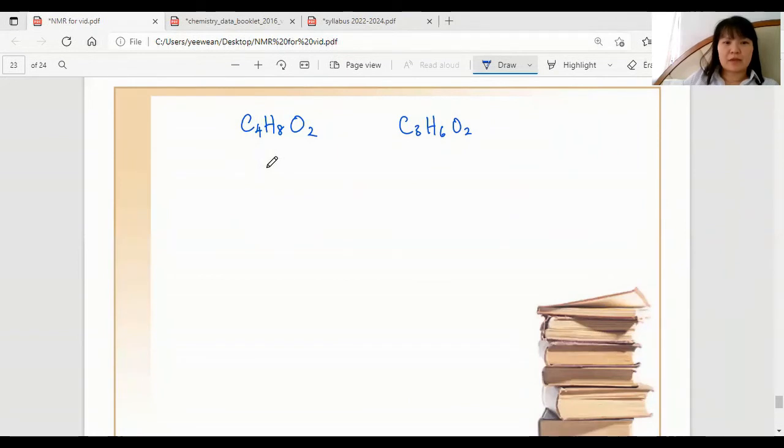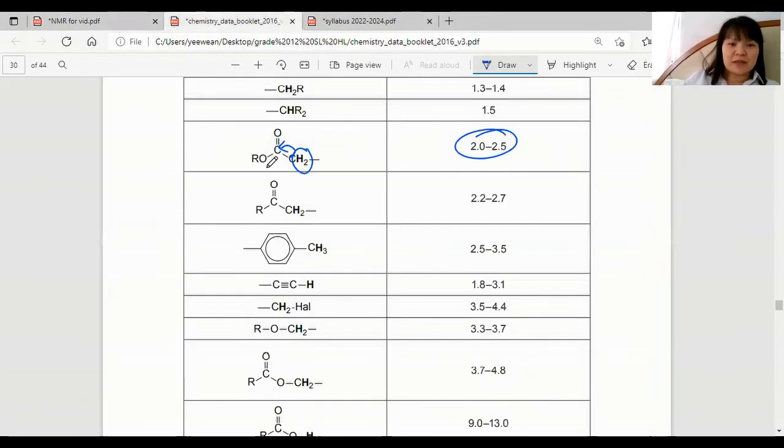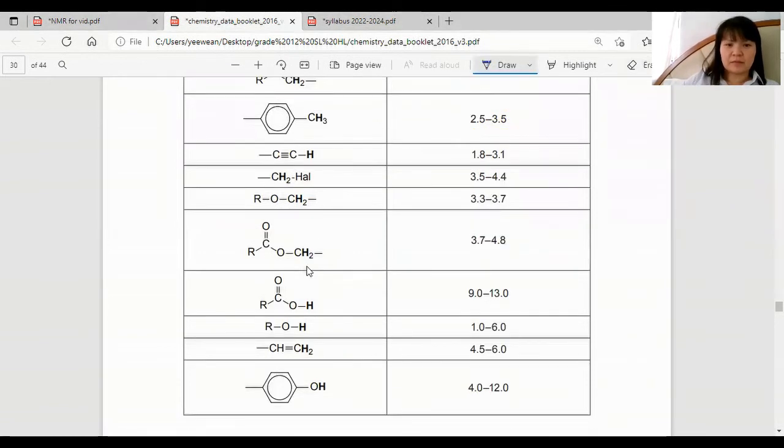Okay, let's come back to the chemical shift for a while. If ever you see a structure where there are 2 oxygen atoms, you might want to suspect that it might be an ester. So how do you make sure that it's an ester? If it's an ester, there will be some protons beside a C=O. You will have a peak at 2 to 2.5. And you also have a proton that is beside a single bond O, and it gives you a reading at around 3.7 to 4.8.